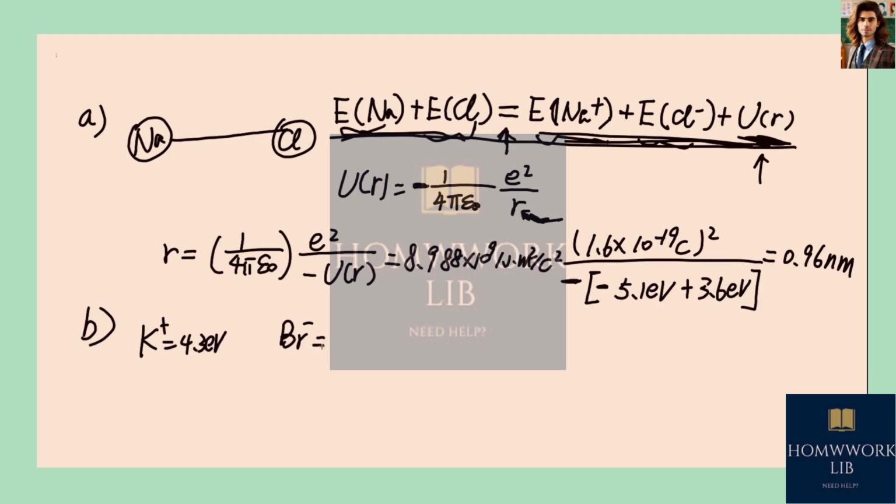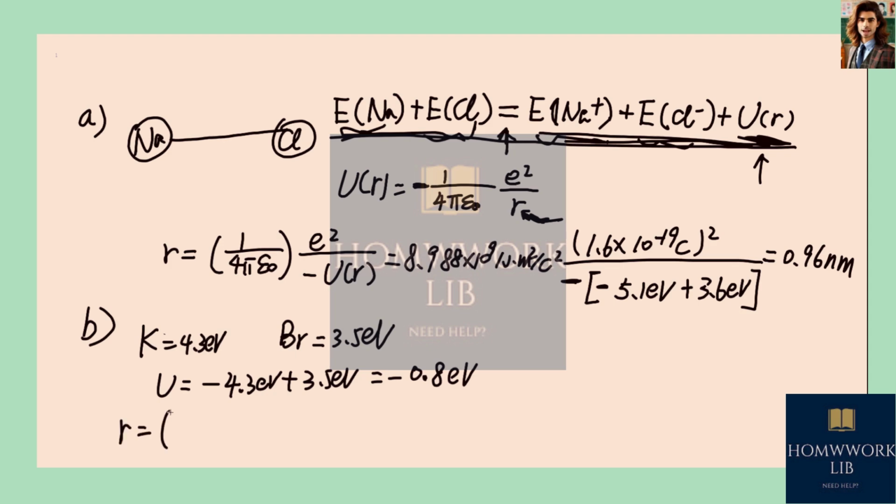For bromide, it's not really ionization, since it's not a metal. We should probably call it electron affinity. It's 3.5 electron-volts. So that gives us U equals negative 4.3 electron-volts plus positive 3.5 electron-volts, which is equal to negative 0.8 electron-volts.